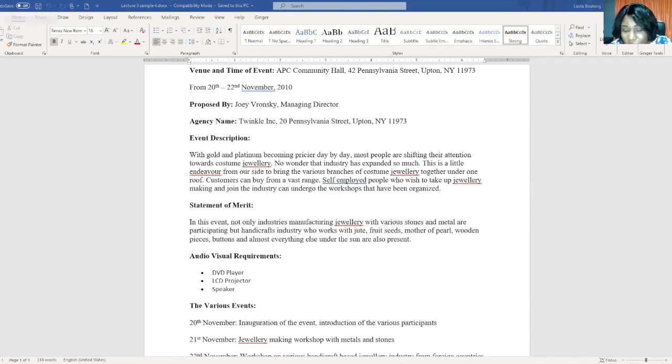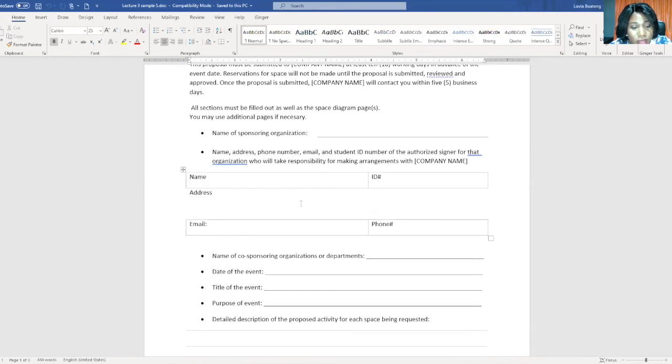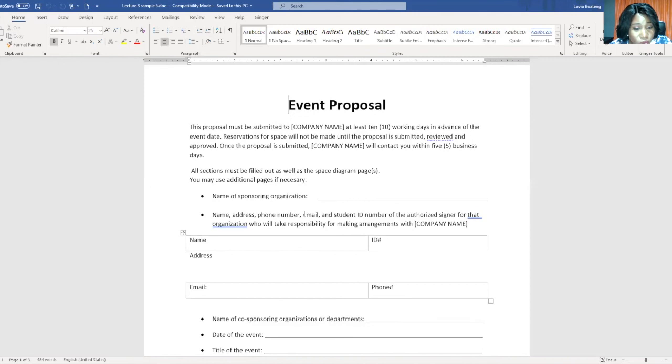Let's look at another template. This is another event proposal template. And here it is owned by a particular organization who have created a standardized event proposal to be used for all the events that they organize. So they have said that this proposal must be submitted to so and so at least 10 working days in advance of the event date.